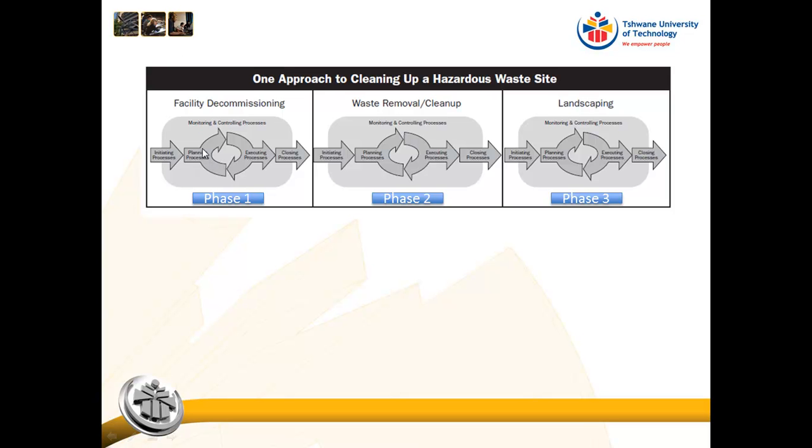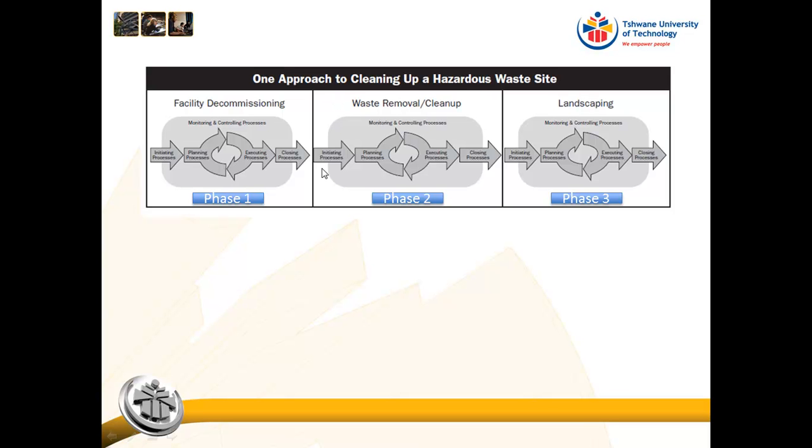So we set up our work breakdown structure, our Gantt chart, our network diagram, our scope statement, our project plan, basically for this phase. Then we execute that project plan, and then we close. So we then make sure that all our documentation is on file, that our lessons learned have been captured, that everybody involved in the facility decommissioning phase has been paid, etc., etc. Then we enter the next phase of the project, which is the waste removal and cleanup.